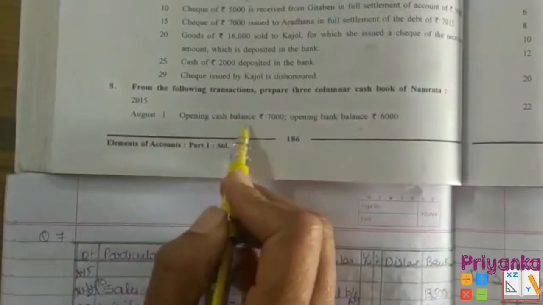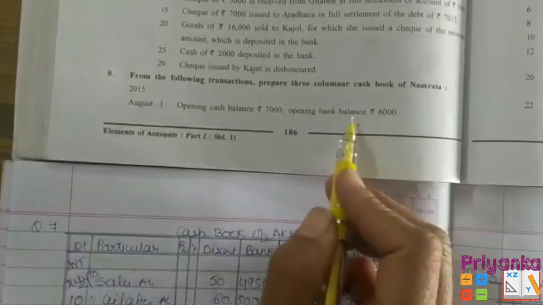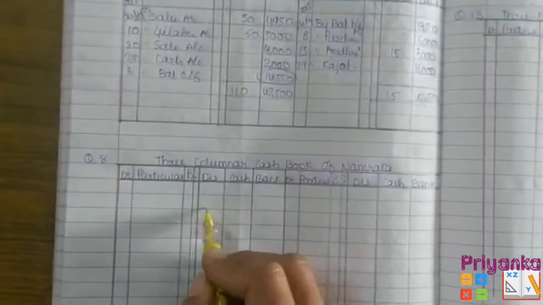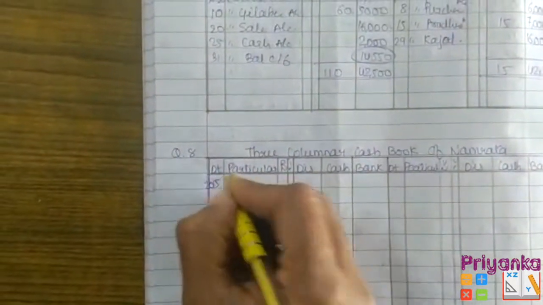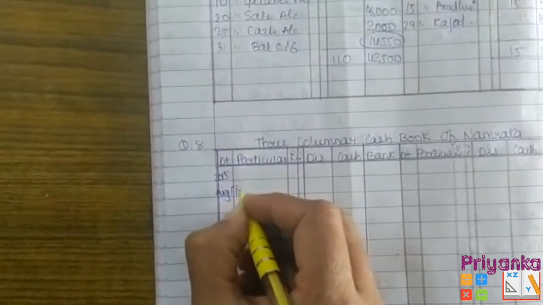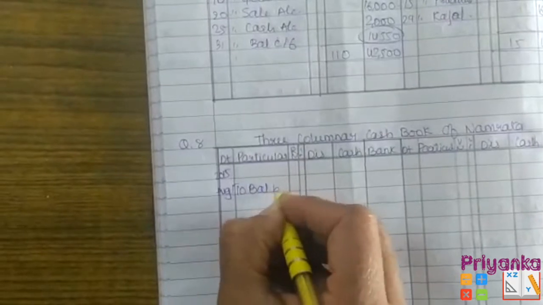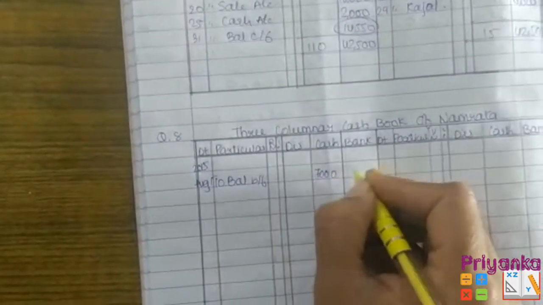1st August opening cash balance is 7,000 and opening bank balance 6,000. Bank balance, the entry will come at the debit side. So here we start with the year 2015 with the month of August 1. To balance brought forward with the cash balance of 7,000 and the bank balance of 6,000.